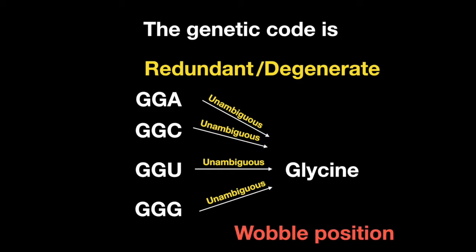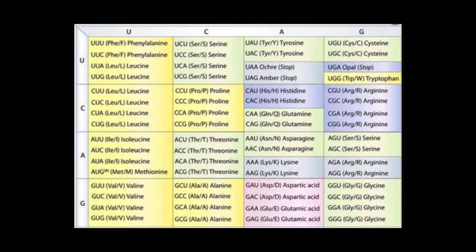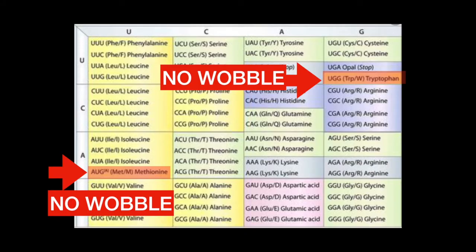The wobble position in the codon is the third base pair, which can be changed up but still code for the same amino acid. The reason for this is that it allows DNA to have mutations but not affect the actual protein it produces. An exception to this rule is AUG, which is the start codon, which codes for methionine. Only AUG codes for methionine, and UGG, which encodes for tryptophan.